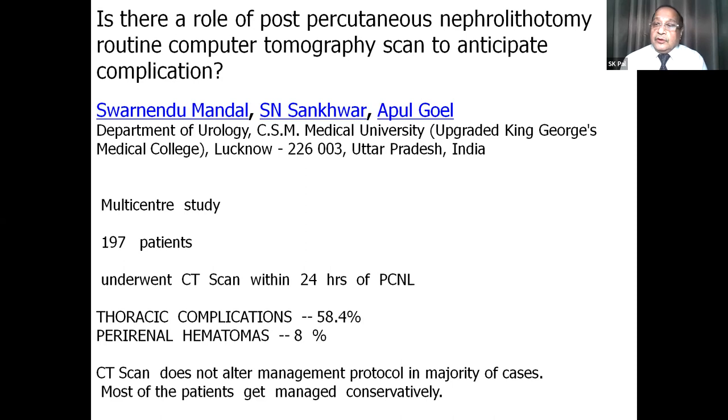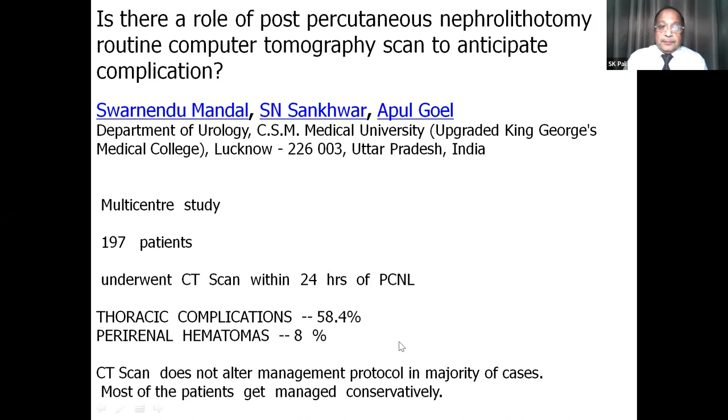Now, is there a role of NCCT after PCNL in every case? This is a nice multi-center study done in India. 197 patients underwent CT scan within 24 hours of PCNL. And surprisingly, thoracic complications were reported in 58.4% of cases, in the form of maybe some atelectasis, some collapse, a little bit of sympathetic effusion and all.